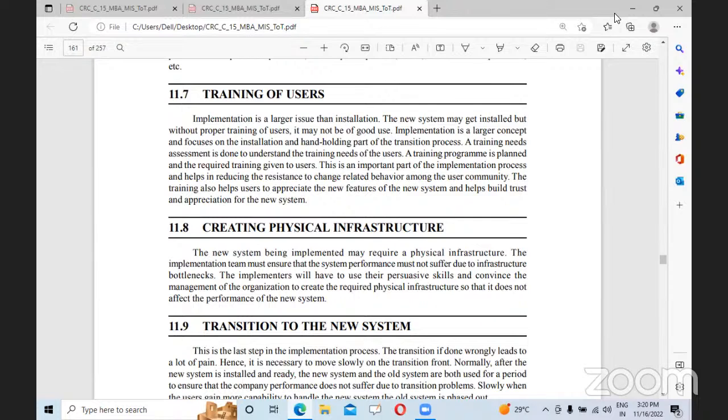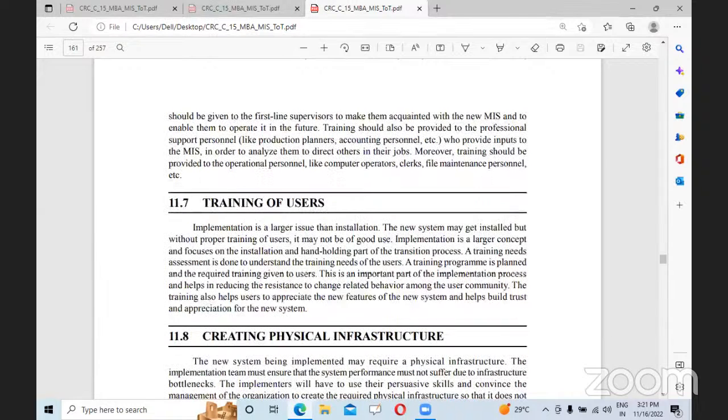A training needs assessment is done to understand the training needs of users. A training program is planned and the required training is given to the users. This is an important part of the implementation process and helps in reducing resistance to change related behavior among the user community. The training also helps users to appreciate the new features of the new system and helps to build trust and acceptance for the new system.